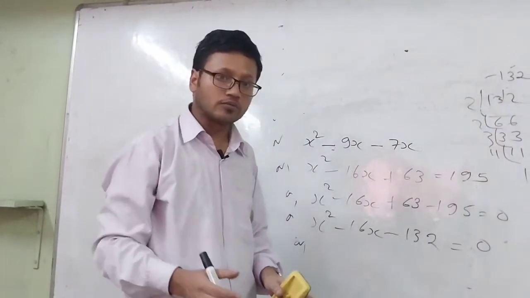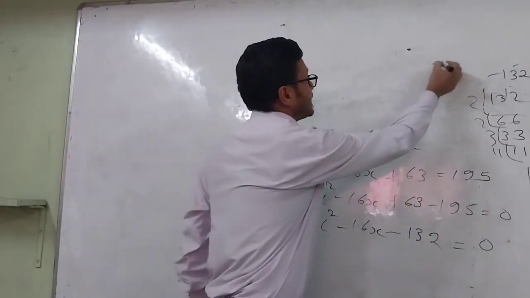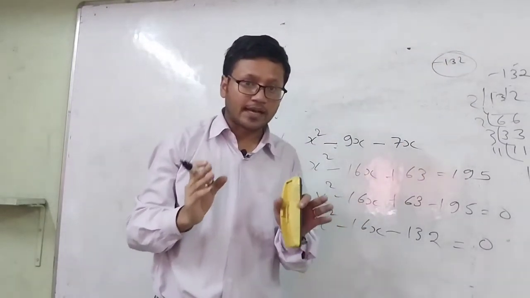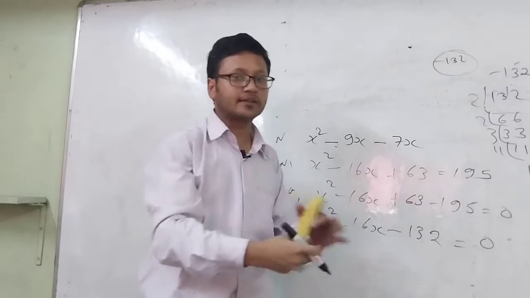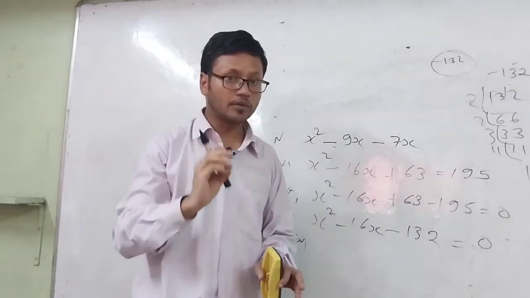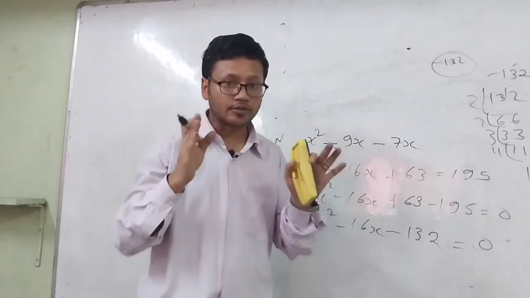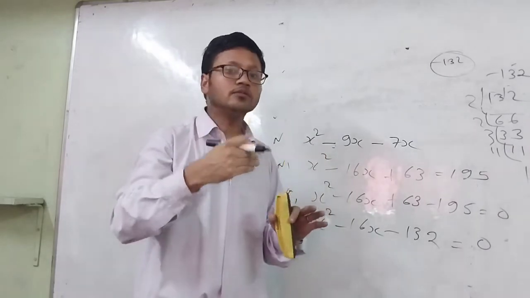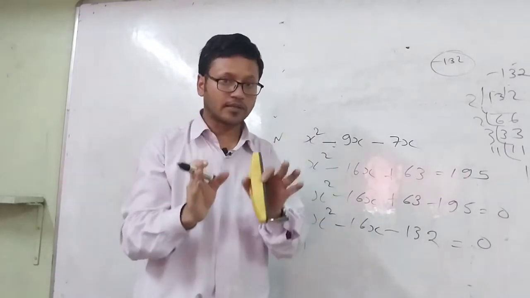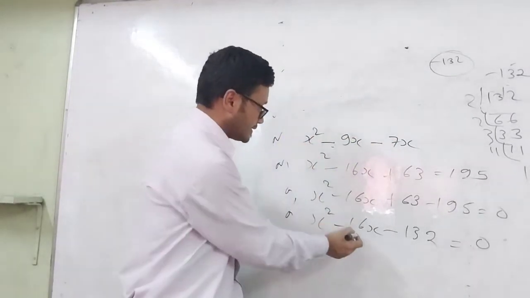So how to do the factorization? First see, plus into minus, minus 132. Now we need to have two numbers. When multiplying the two numbers, you need to get 132. We don't know those two numbers yet. When you multiply them, you need to get 132, and when you subtract one number from the other, you should get 16.